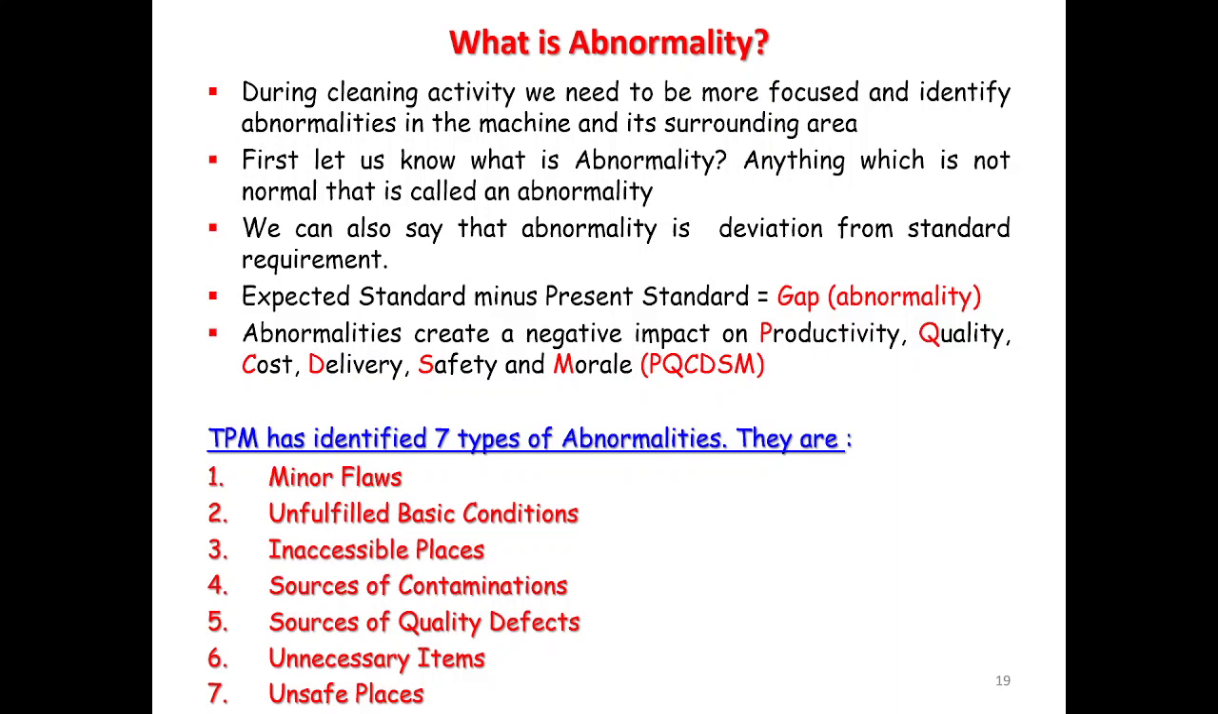Now let's see how many types of abnormalities are identified in TPM. TPM has identified 7 types of abnormalities. They are minor flaws, unfulfilled basic conditions, inaccessible places, sources of contamination, sources of quality defects, unnecessary items, unsafe places. We will discuss in the subsequent slides about these abnormalities in detail.